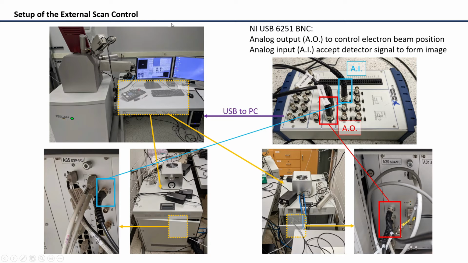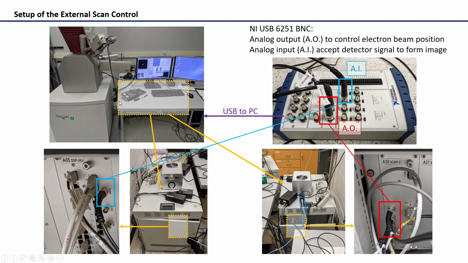For external scan control, in our case, we have this device, a National Instrument Data Acquisition device with model number USB6251 with BNC connector. And we use this device to generate signals that control the electron beam rastering process. Also, the detector signal is collected by this device, and we use the signals to form SEM images. The physical connection is like this.